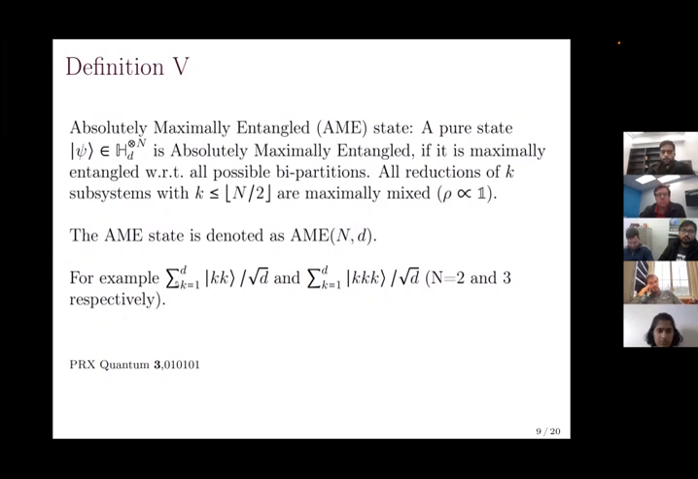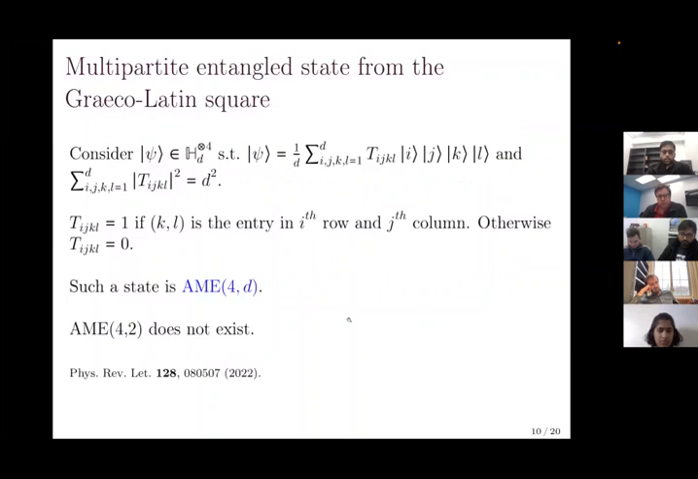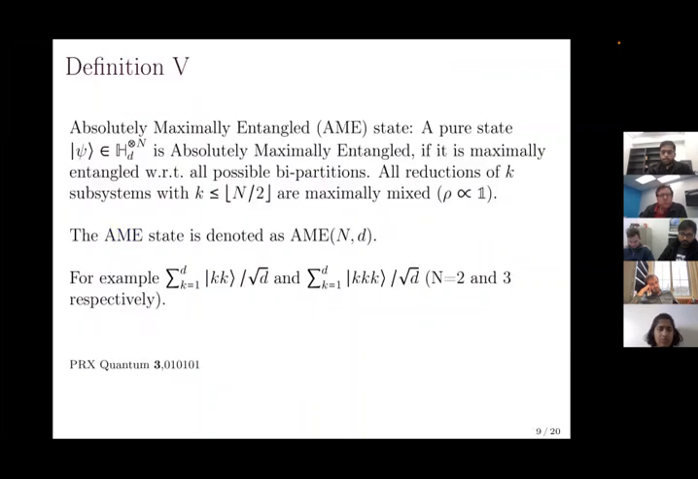For example, this is AME(2,d), two Hilbert spaces of d dimensions each. And this is an absolutely maximally entangled state for n equals 3, basically. So this brings us to, yeah.